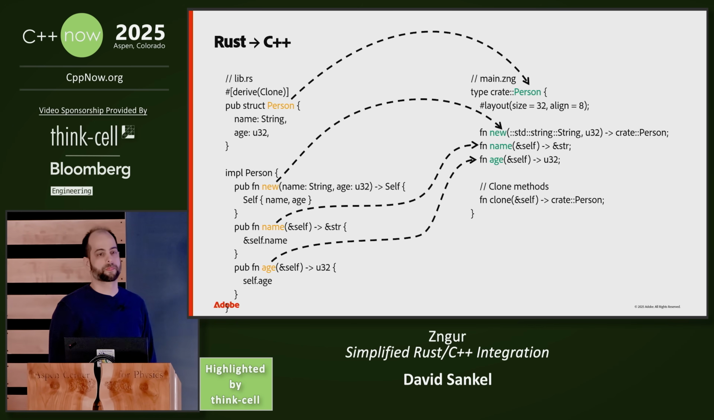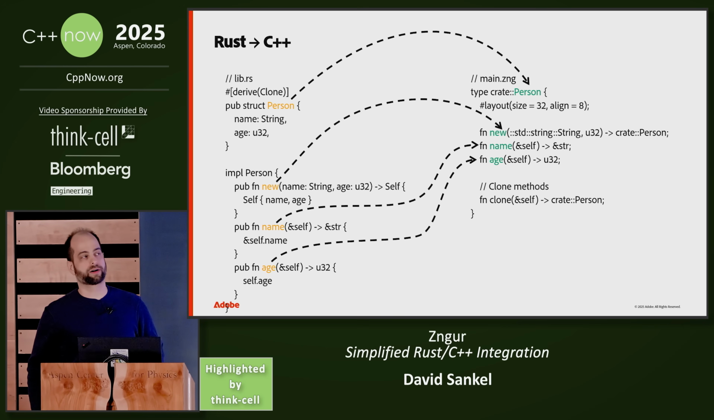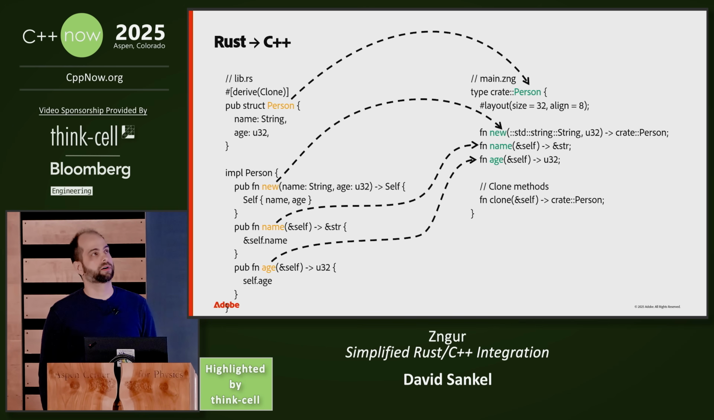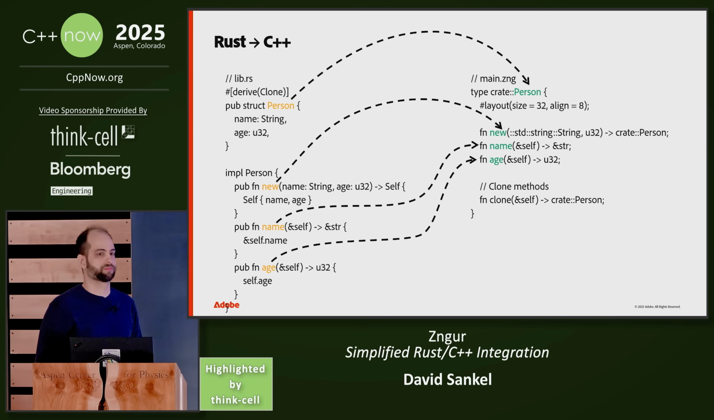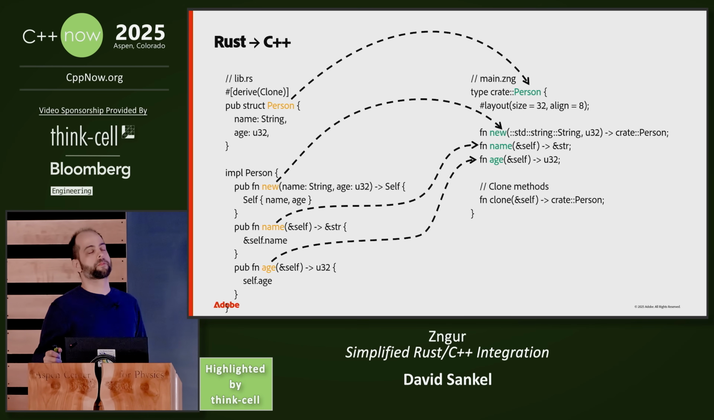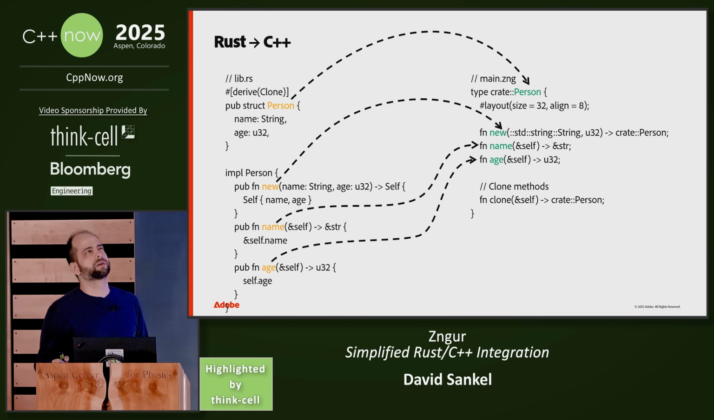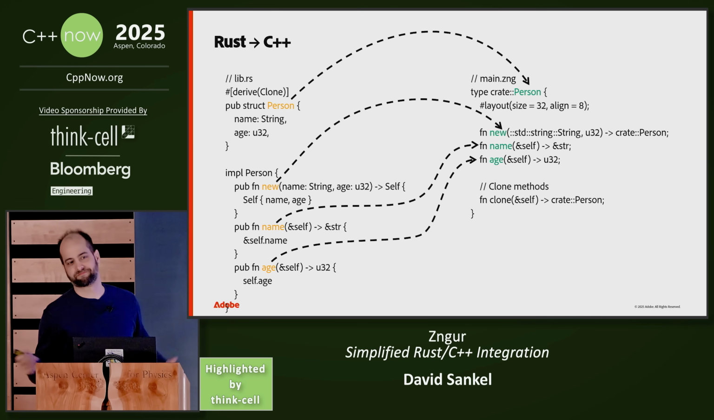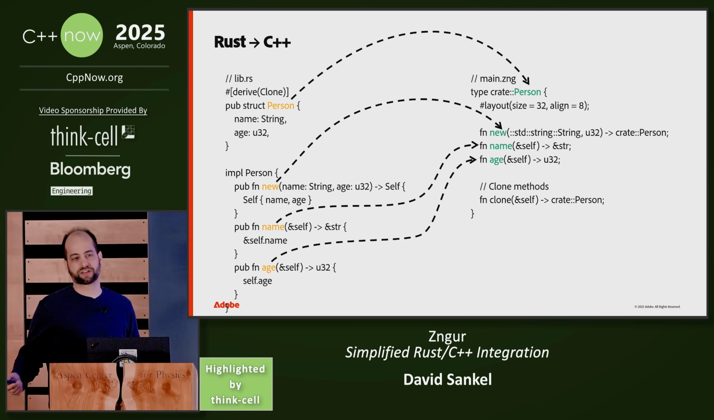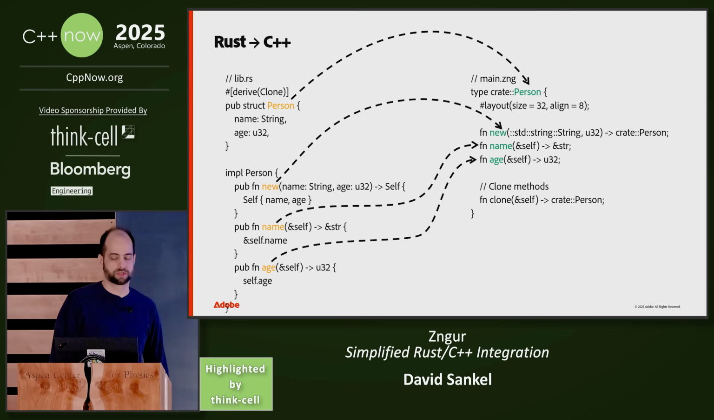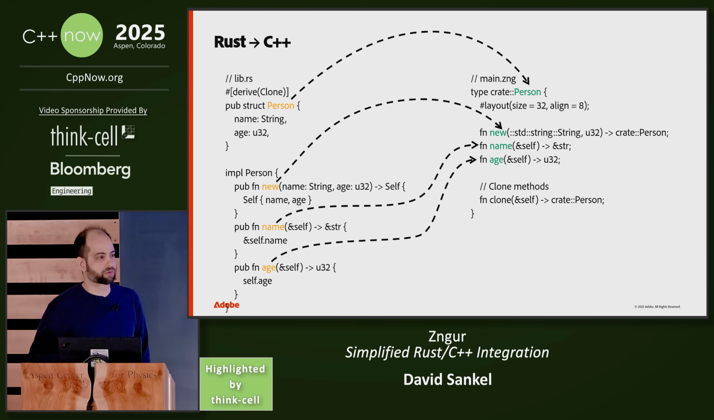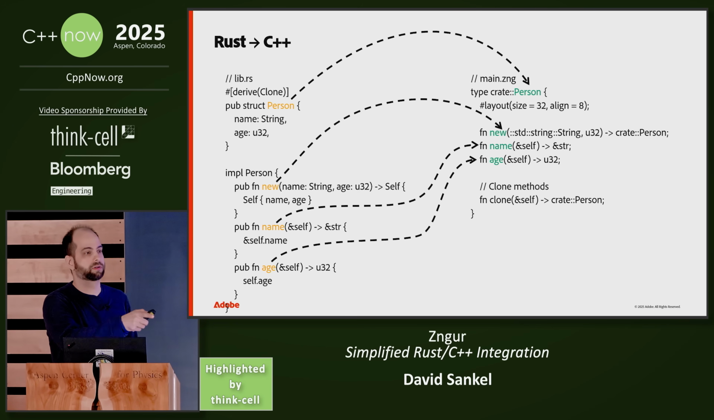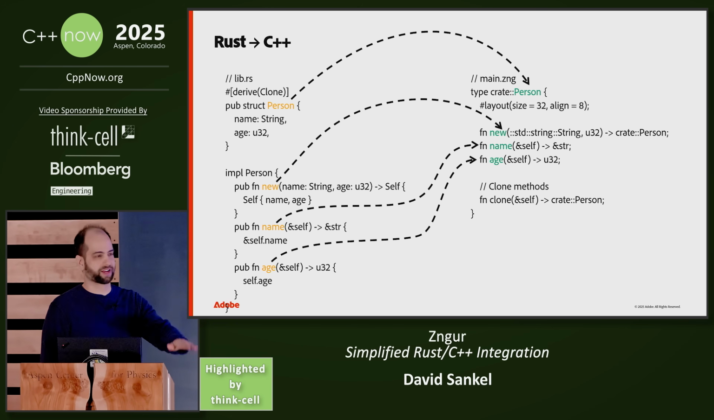Is it 1 Zngur file per crate? Not necessarily. So you can have more than 1 for a single crate? A Zngur file is just a file that you can run this command on, right? So it's not even necessarily associated with a crate. It's just a file. Any other questions before I move forward? The layout. We'll cover that. Yep.